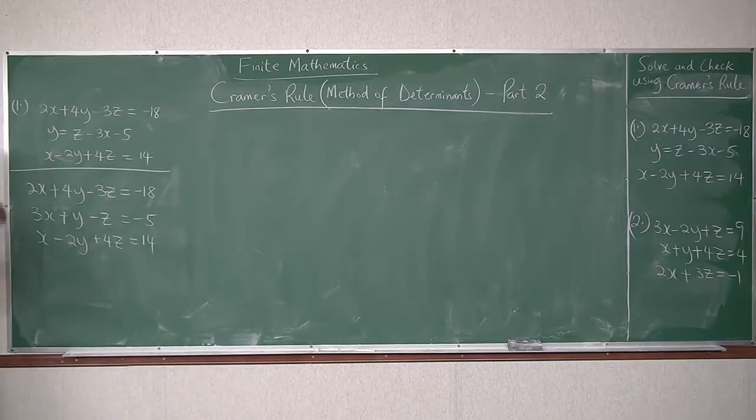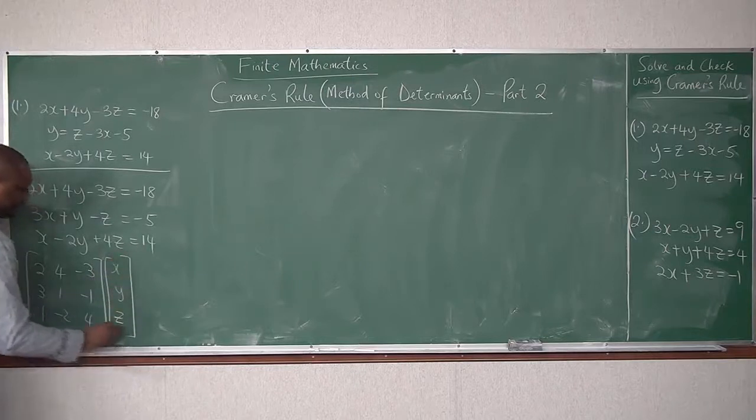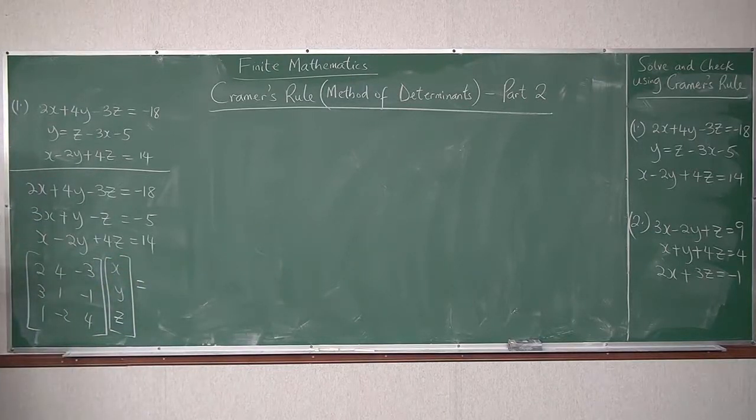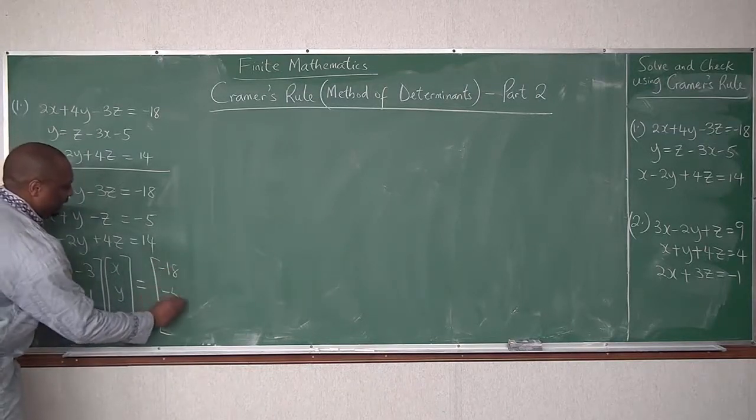Write the matrix of coefficients. We have 2, 3, 1, 4, 1, negative 2, negative 3, negative 1, 4. Then write the matrix of the variables x, y, z equal to this times this. We are putting these 3x3 linear systems into matrix form. That is the way you do Cramer's rule. When you have checked out the steps, you write the linear system into matrix form. Matrix of the coefficients times matrix of the variables will give you the matrix of the constants: -18, -5, 14.